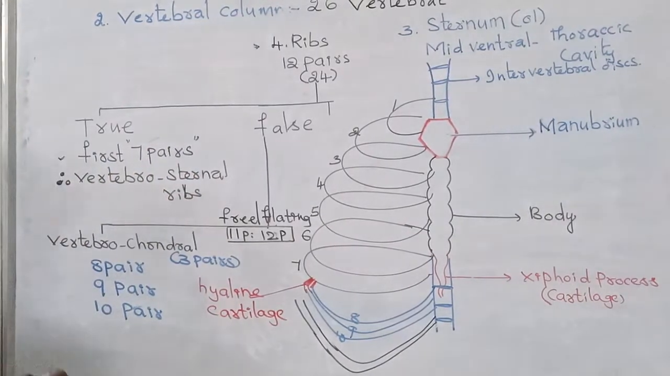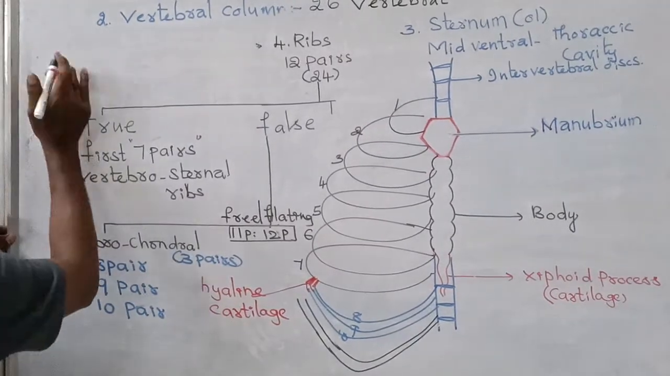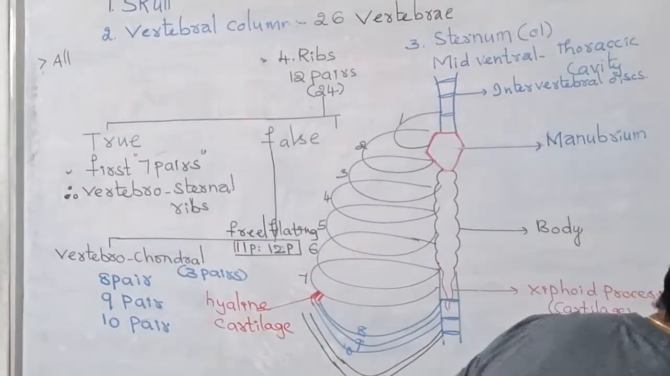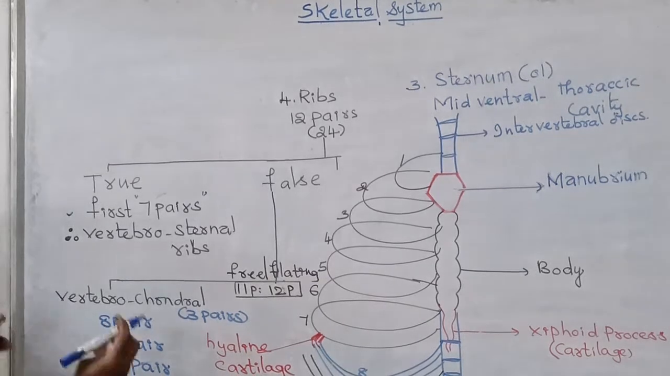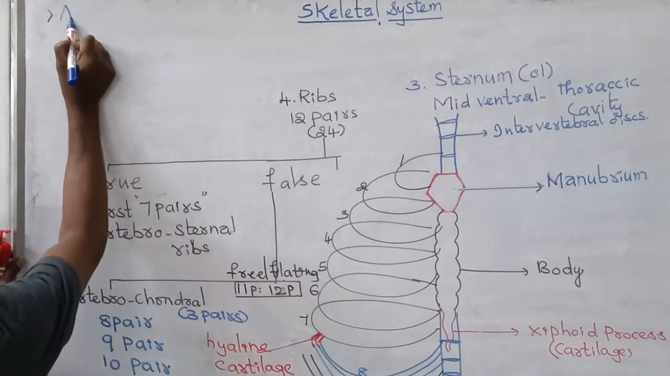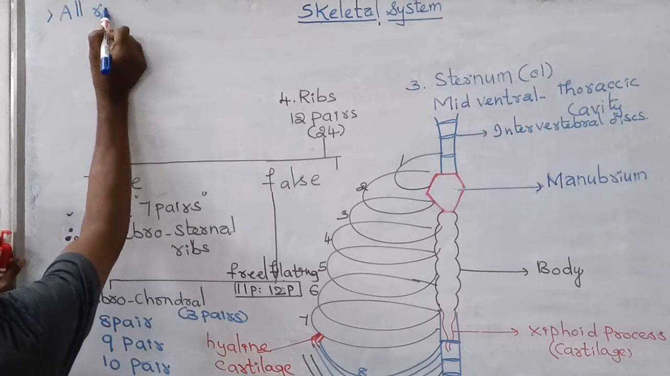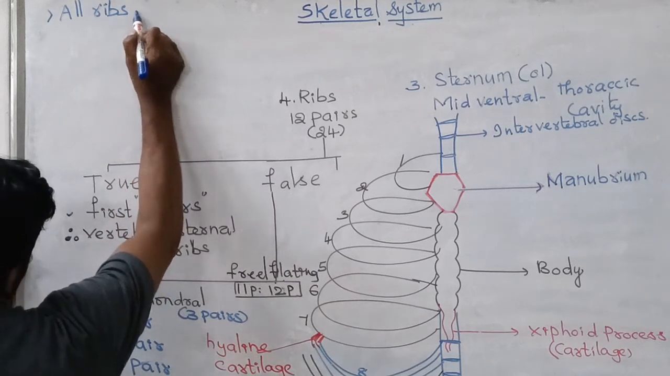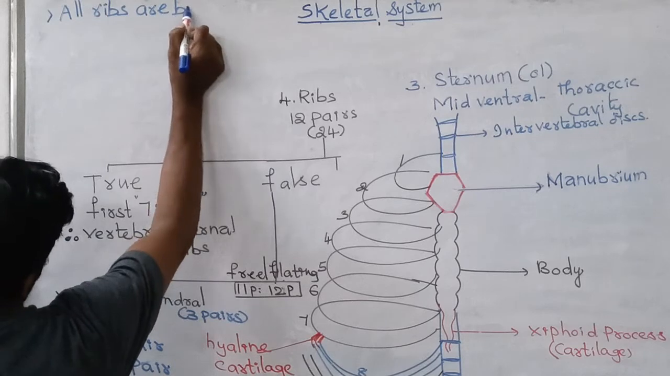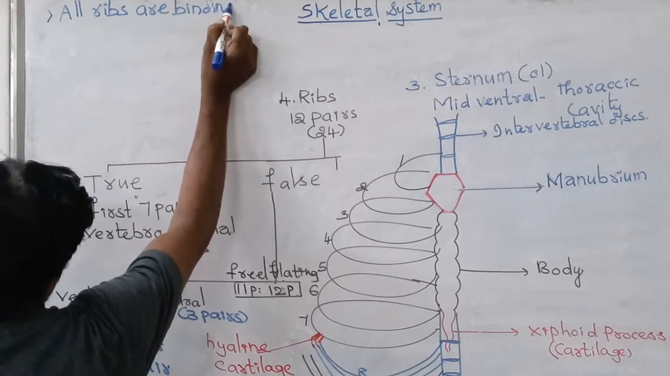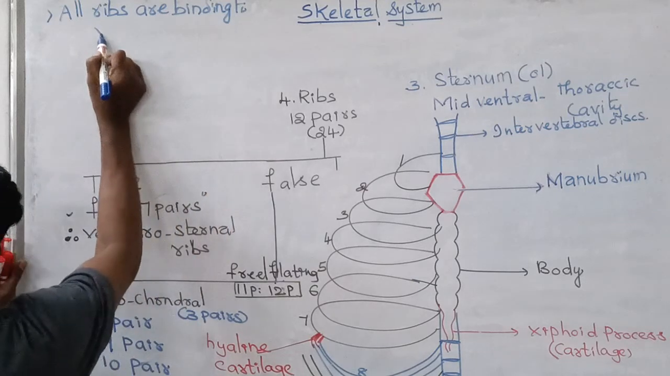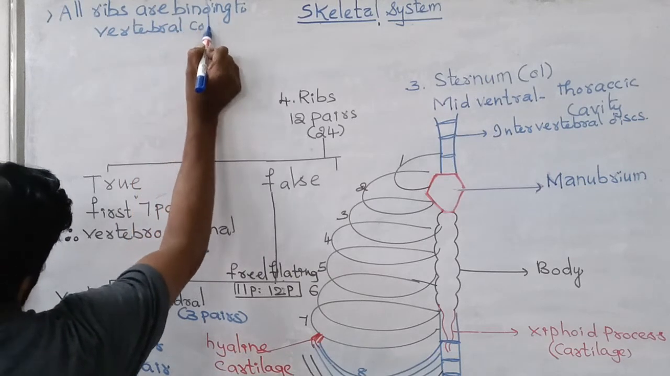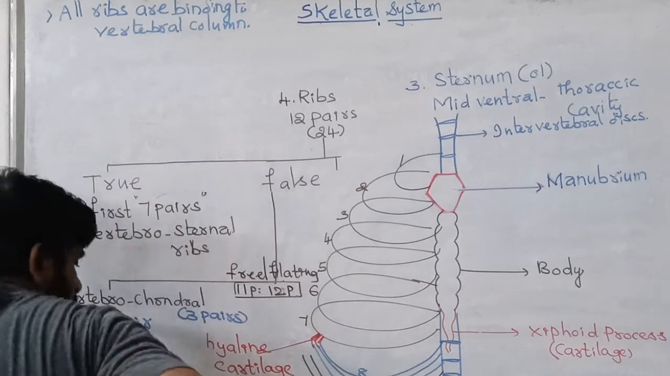My conclusion is: all the ribs are false. Question regarding the ribs. One, all ribs are binding to the vertebral column without any exception. All are binding to the vertebral column.